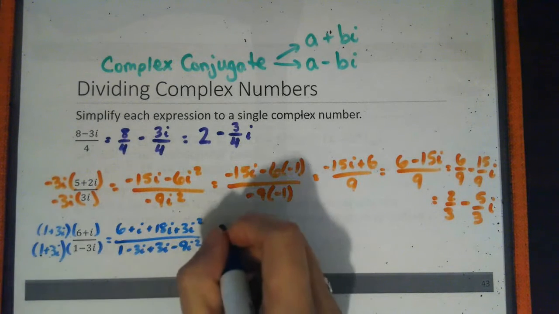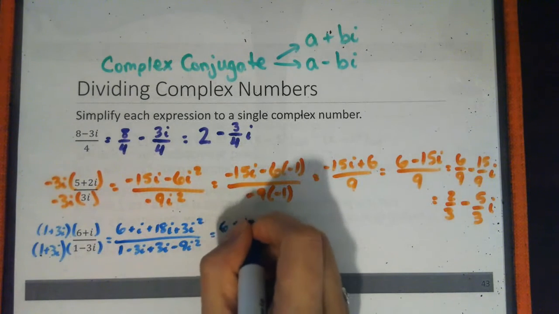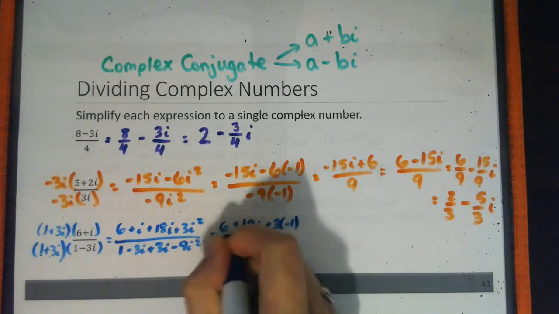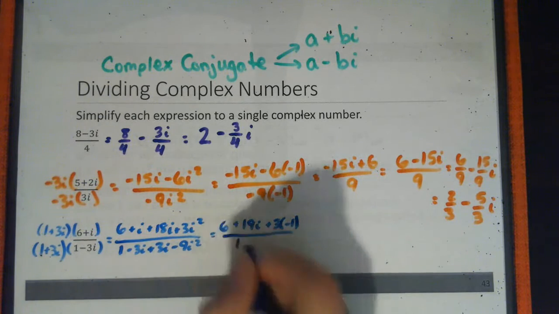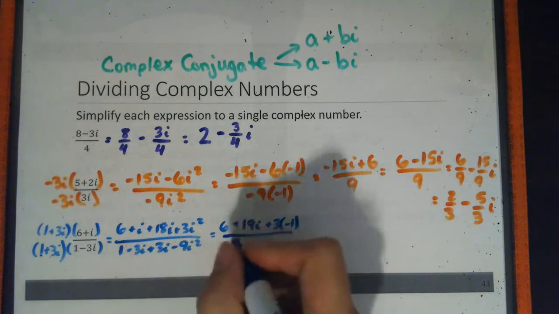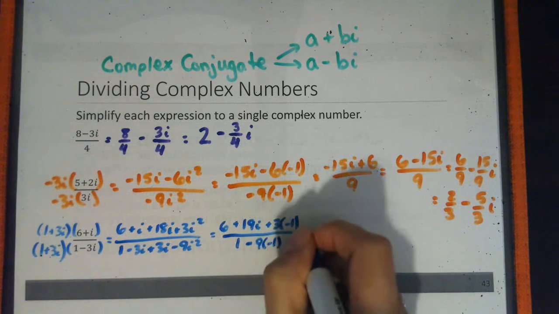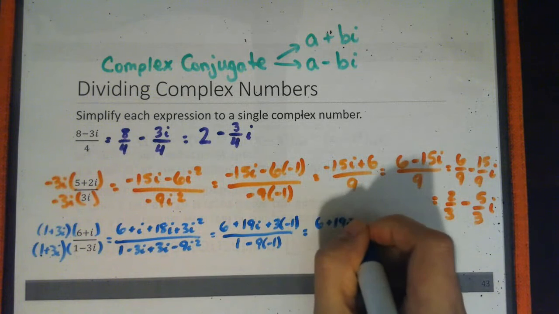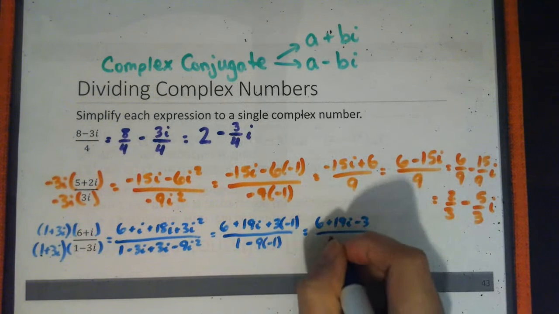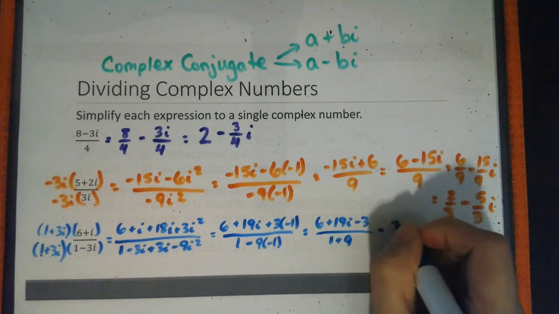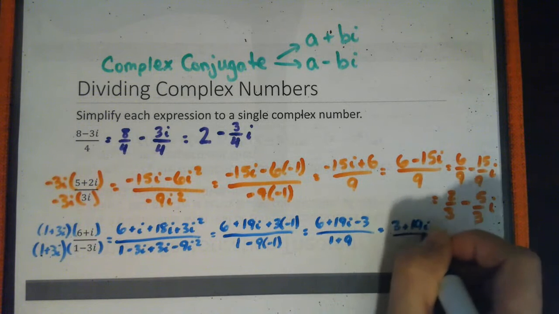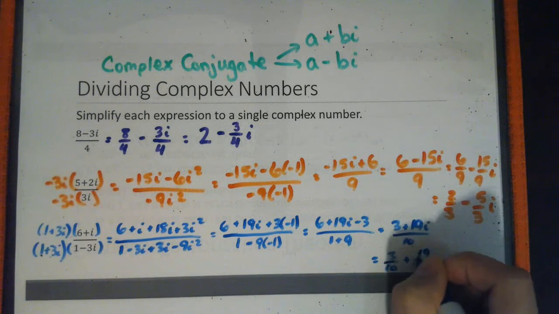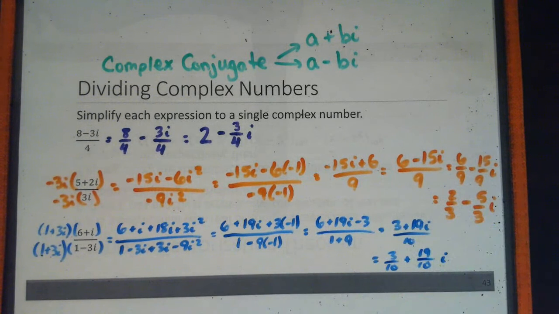Let's combine some like terms. We have 6 plus 19i plus 3 times negative 1. In the denominator, I have 1, the minus 3i and plus 3i cancel, so minus 9 times negative 1. So my numerator is 6 plus 19i minus 3. My denominator is 1 plus 9. So I'm looking at 3 plus 19i over 10. And if I break that up, that's going to be 3/10 plus 19/10 i.